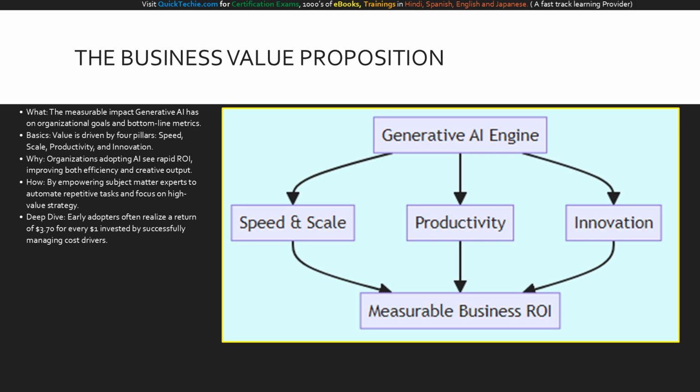When you are evaluating an AI use case in your organization, map it against this diagram. If the proposed solution doesn't clearly feed into at least one of these pillars, it is likely not the right fit for your strategic goals. You must anchor your AI investments to tangible business objectives.